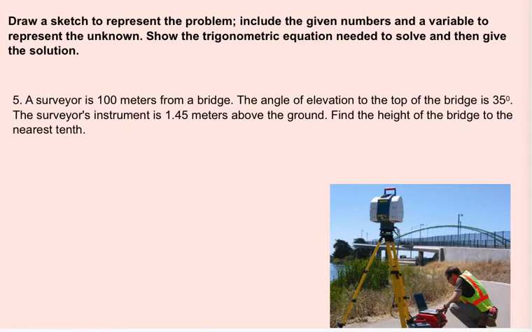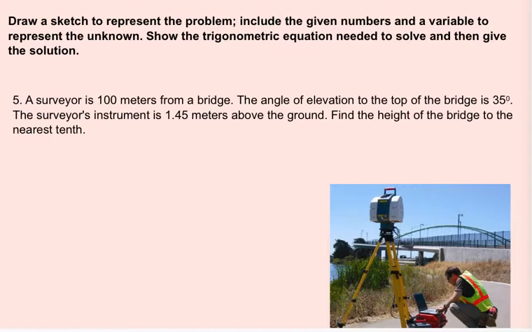All right, we've got to be getting towards the end here. Hang with me. A surveyor is 100 meters from a bridge. The angle of elevation to the top of the bridge is 35 degrees. The instrument is 1.45 meters above the ground. Find the height of the bridge to the nearest tenth.